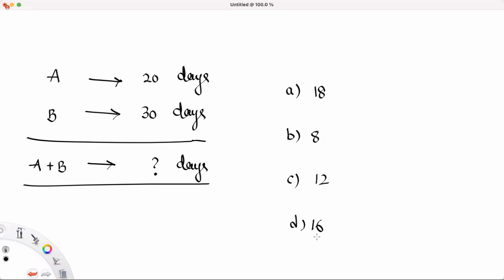Can we apply the same common sense approach which we applied in the previous question? Can we do that? If we do that, we are not able to select a single option also.